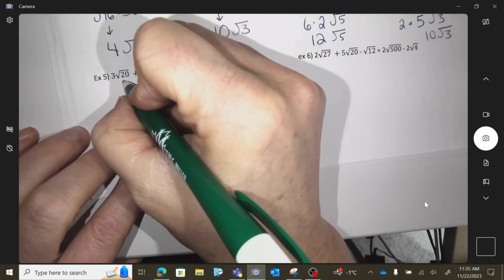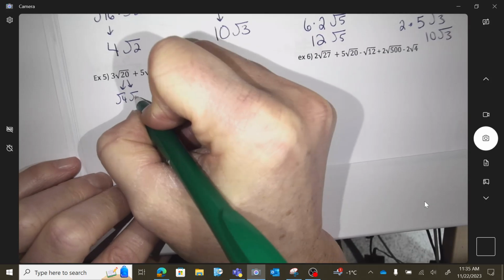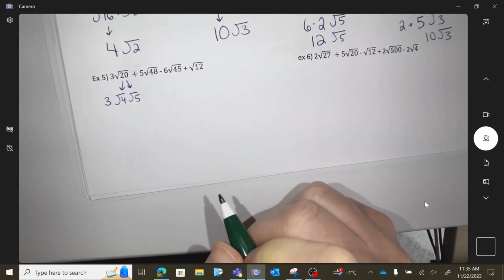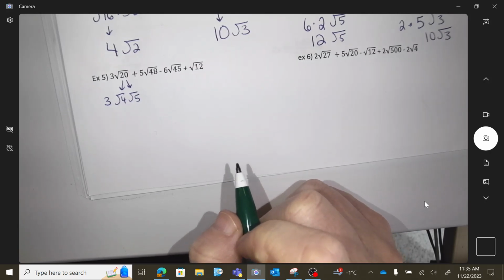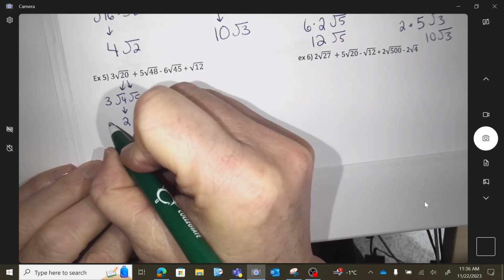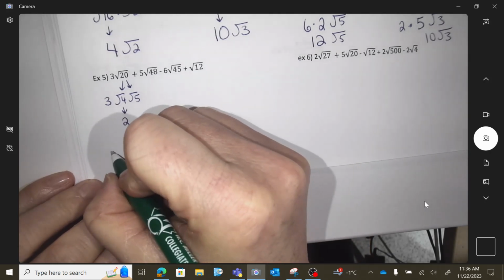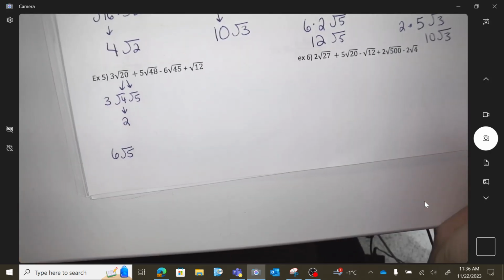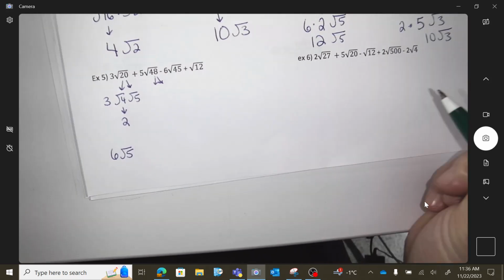Okay, give me 20. 4 times 5. We just kind of did this one. 20 is 4 times 5 in the radicals. Get rid of the radical here. So now that's just a 2. So did you get 6? 6 root 5? Okay, 48.